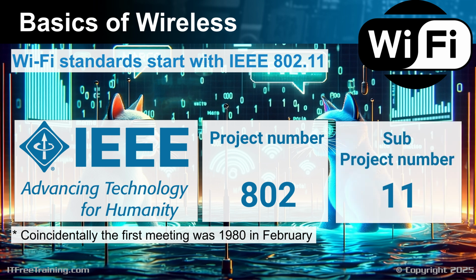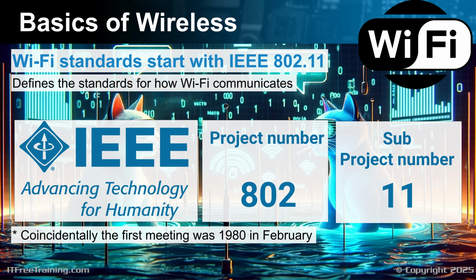The last part is the sub-project number. In the case of Wi-Fi, it is always 11. Different network types will have a different number. For example, 3 is for Ethernet. The standards define how Wi-Fi devices communicate with each other.